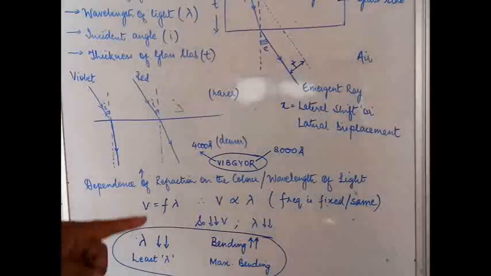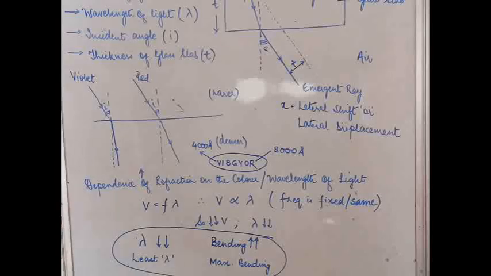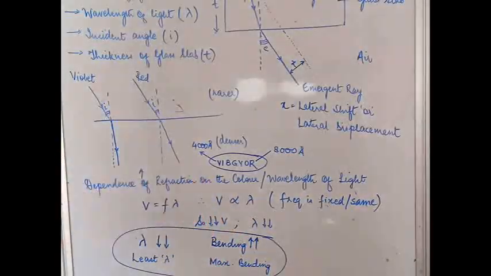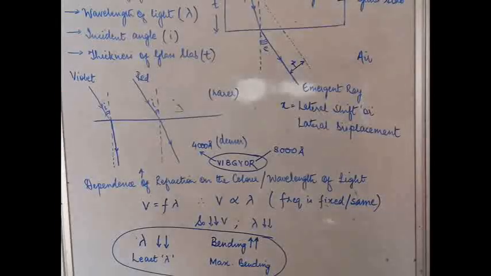Why maximum bending? Because bending is actually a result of the change in velocity or the drop in velocity in this particular case. As you can see, as lambda is dropping, the velocity will also drop. So the maximum drop in the velocity means maximum bending. From now onwards, as a gist or conclusion of this entire thing that I am teaching, you will remember that for a color having least wavelength, the bending will be maximum, and for a color having maximum wavelength, the bending will be minimum.